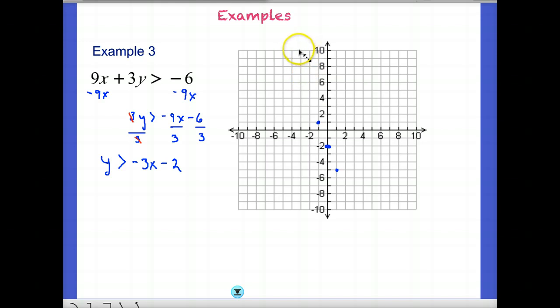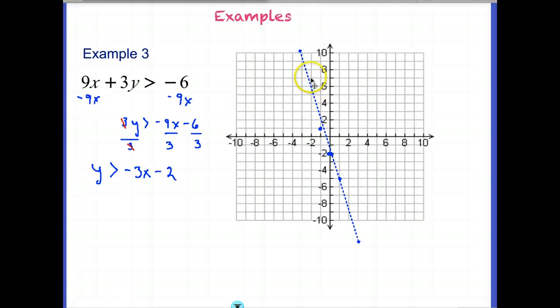Okay, let's draw our line. See how close I get to my dots. And maybe we can adjust this just a tad. Here we go. And again, notice I drew a dashed line just like the last one. If you look at my inequality here, we have a greater than sign, not a greater than or equal to. So anytime you have just a greater than, you need a dashed line.